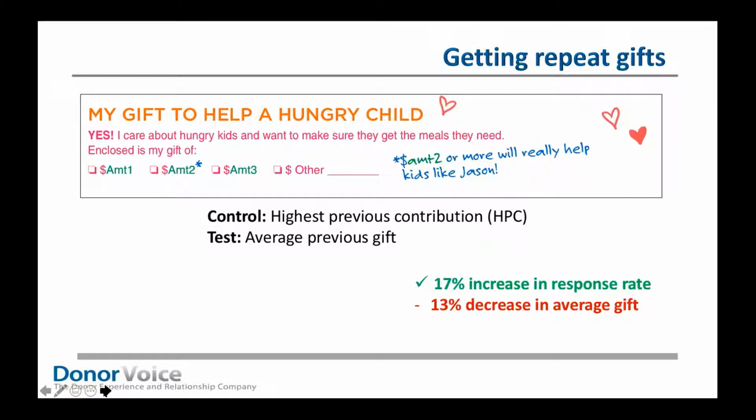Now, the reduction in average gift makes sense, since in the control condition, we used their highest gift, which is a higher anchor, whereas in the test condition, we used their average gift, which is a lower anchor. But if you have a campaign where you're mostly interested in conversion rates, this might be of interest to test.